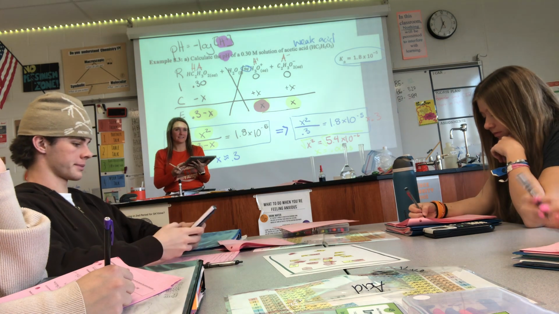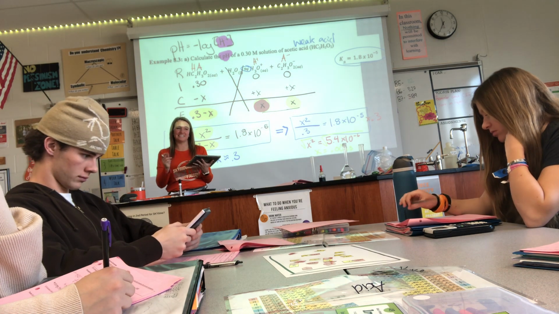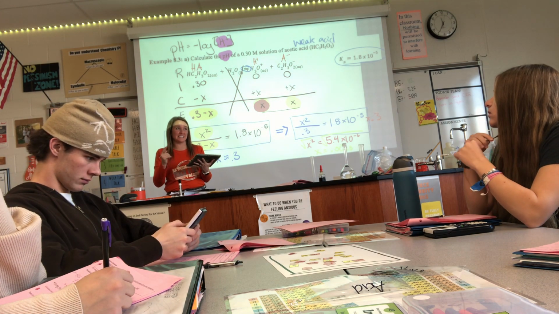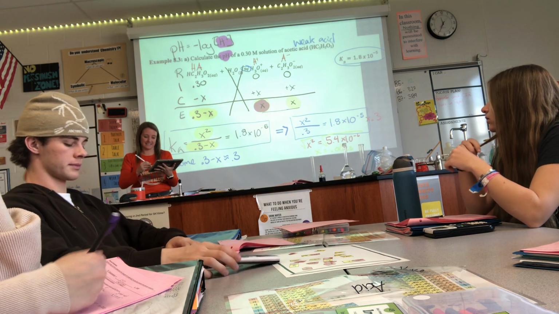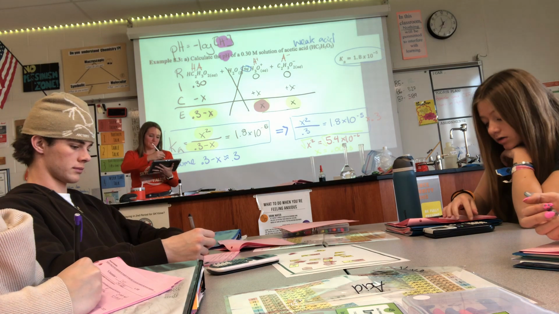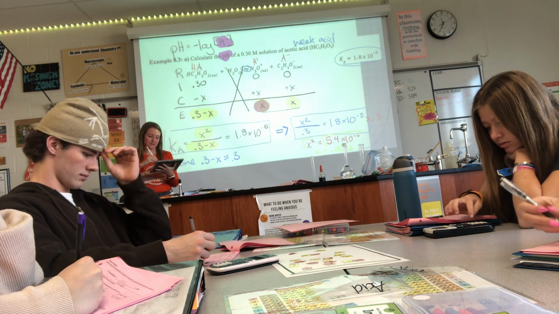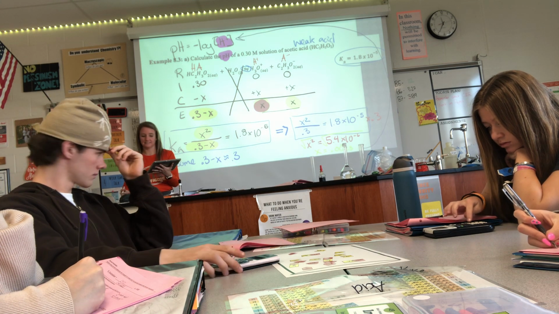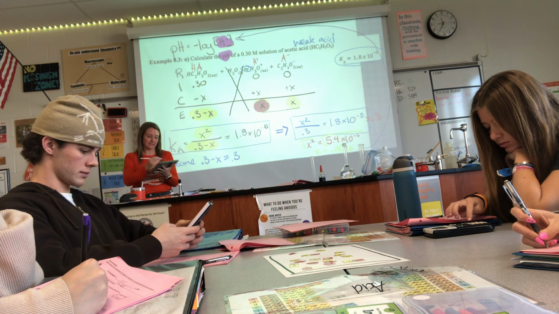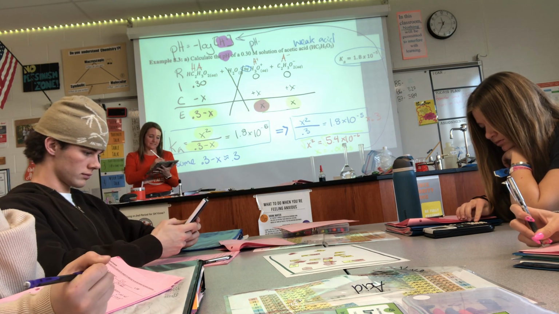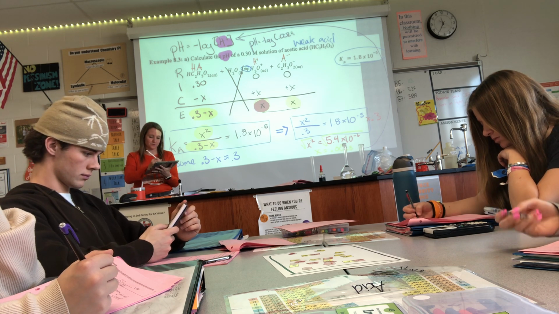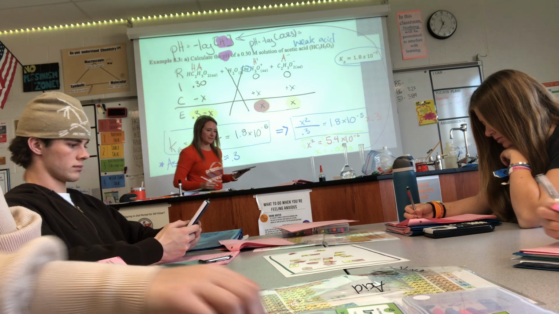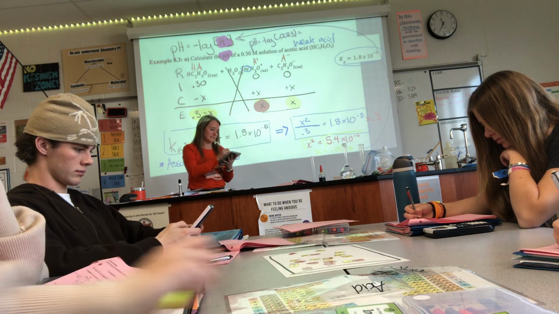Now, before you get excited and just circle because you found x, is x our answer? No. What do we need to do with it? Plug it in. Yep, we have to take the negative log of that. So pH equals negative log of 0.0023, and we end up with a pH of 2.63.